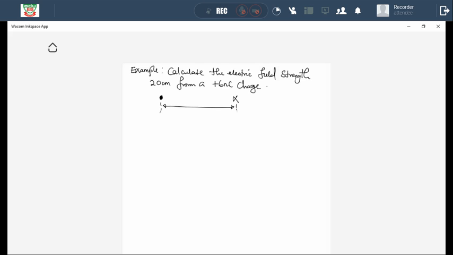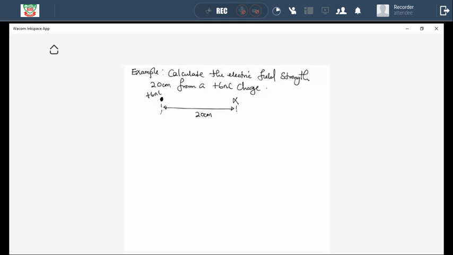So I've got my charge, which is plus 6 nanocoulomb, and don't forget to convert nanocoulombs to coulomb. And then we've got that particular point X. So this X is within the electric field of the charge 6 nanocoulomb. So we want to determine the magnitude of the electric field strength at point X, which is 20 centimeters away from the charge, right? So how do I respond to this question?